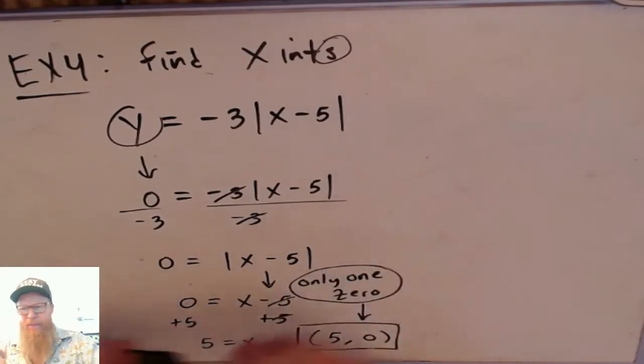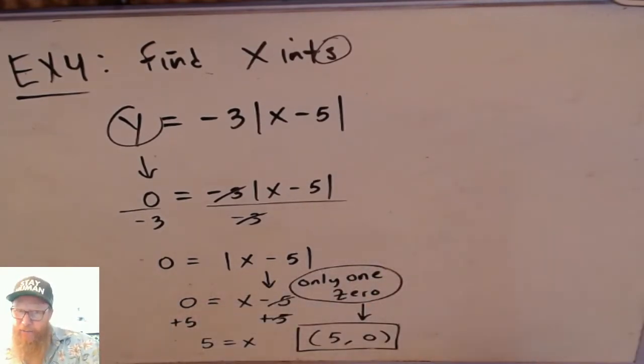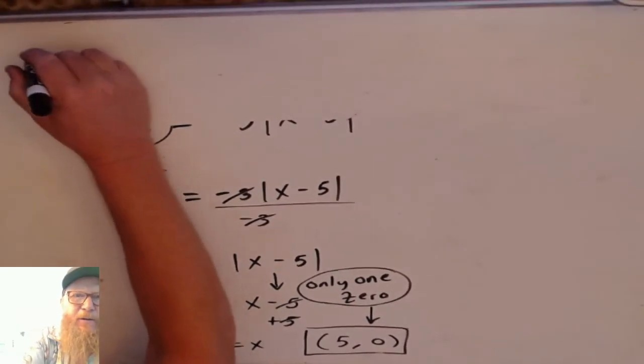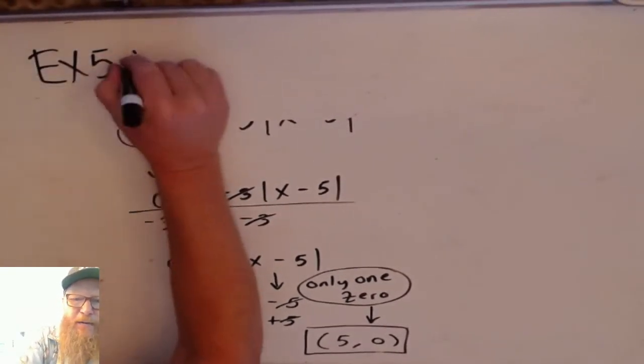All right, let's try another one. Might as well. I want to show you all the possibilities. You never know what you're going to get, so you have to be prepared for all of the possible outcomes.